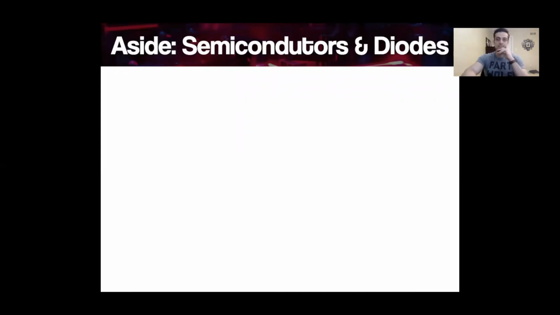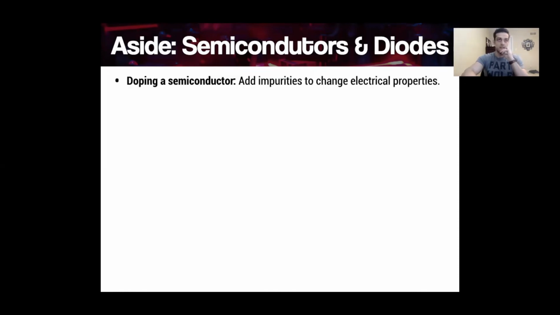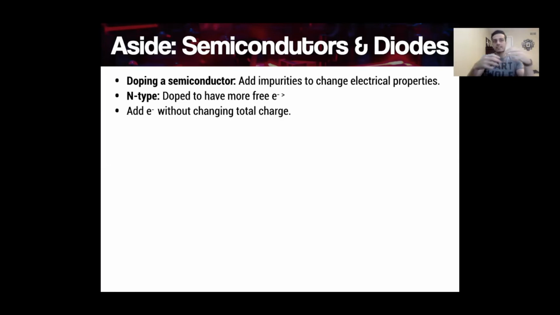Okay, so semiconductors are pretty boring on their own. So to make them interesting, we will dope them. This is not the type of doping that gets you banned from the Olympics. Doping a semiconductor means adding impurities to it to change its electrical properties. The first type of doping we'll look at is N-type. This is a semiconductor that's doped to have more free electrons.